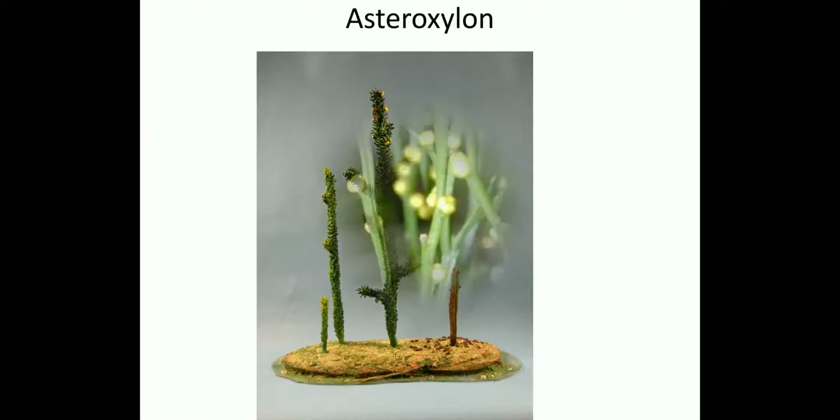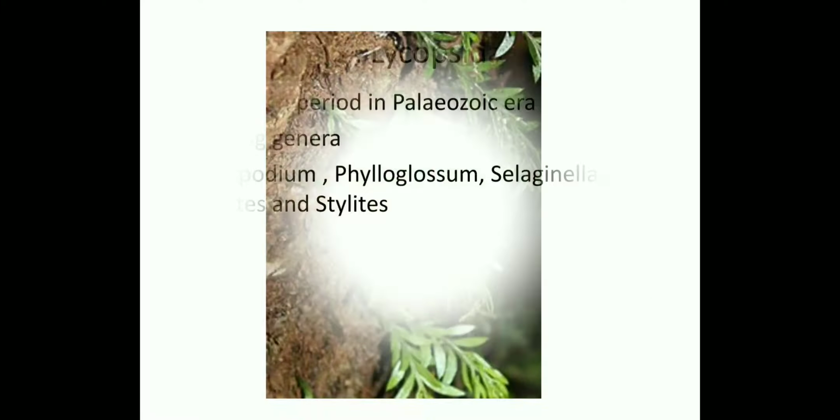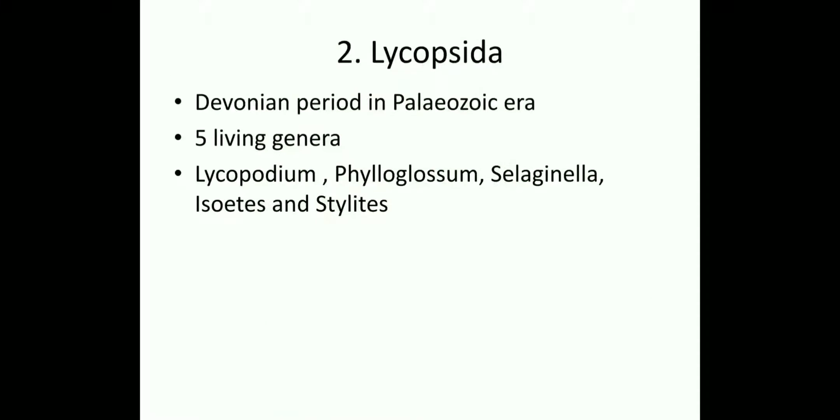Okay, then we have Psilotopsida. Basically, this is another class, but I won't be discussing it here because according to the ICBN system, we are discussing only the 4 groups, 4 subphyla. There are some classifications by some scientists who have given 5 subgroups, or you can say 5 subdivisions. But we are considering the ICBN system, therefore we'll go for the 4 subdivisions. So the second one includes your Lycopsida.